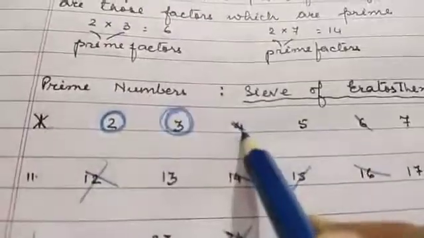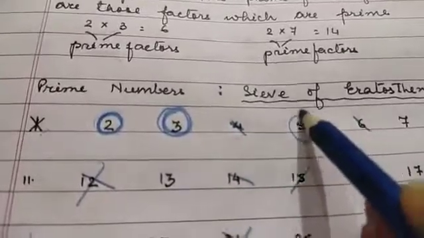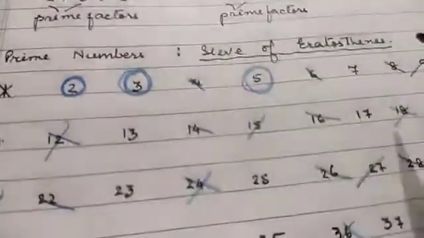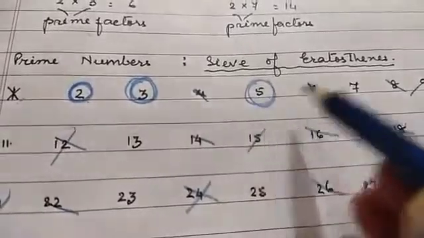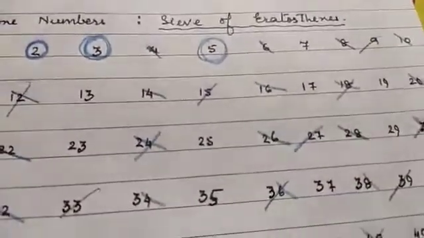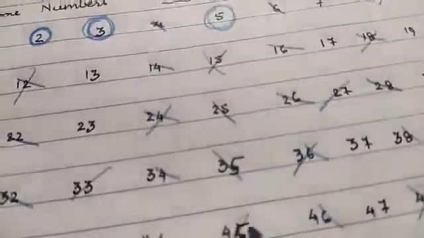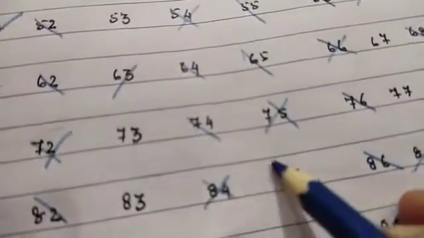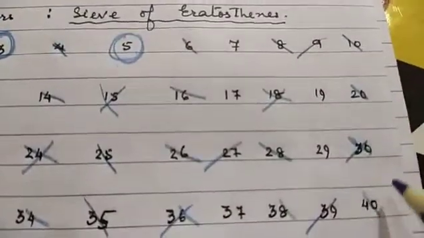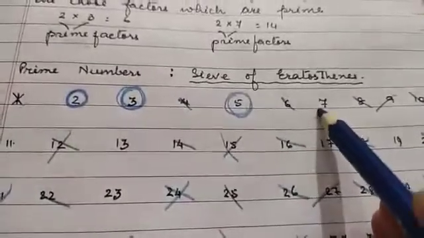Now the next number is 4, that is already cancelled. Now the next number is 5. So all multiples of 5. What are the multiples of 5? All numbers ending with 0 and 5 are multiples of 5. So cancel 15, 25, 35, 45, 55, 65, 75, 85, 95. Then 30, 40 are already cancelled, and 50, 60, 70, 80, 90 and 100, already cancelled.